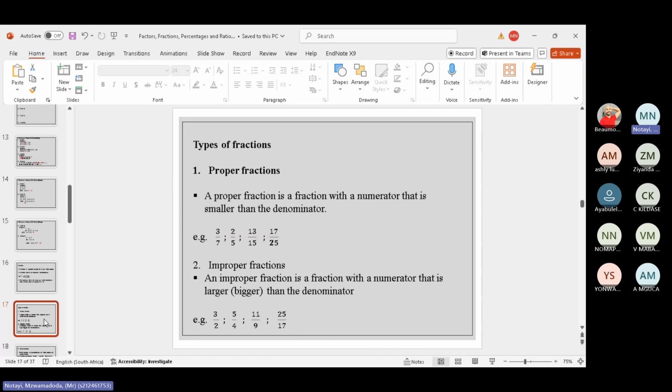And then the second type is the improper fractions. An improper fraction is the opposite. That is, the numerator is bigger or larger than the denominator. So e.g. 3/2, 5/4, 11/9, and 25/17 are all examples of improper fractions.